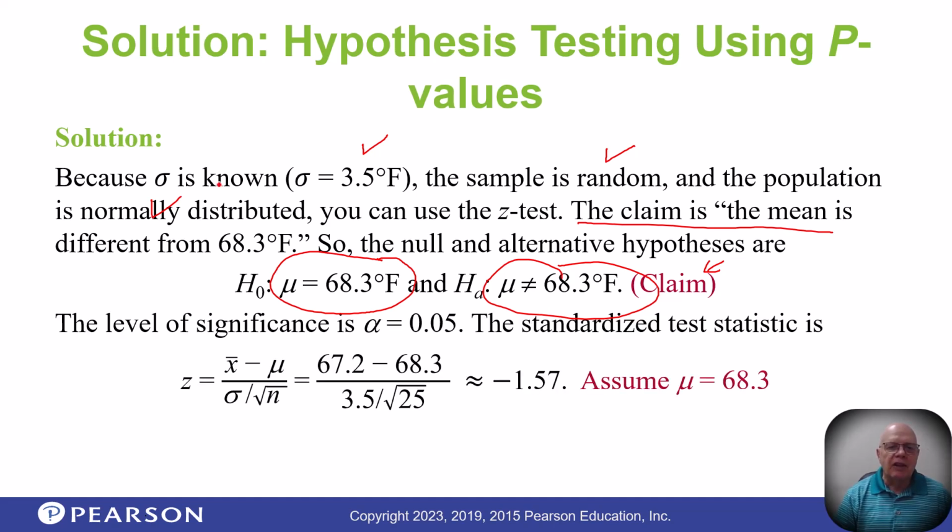So the level of significance is 0.05, which you'll see quite often. Standardized test statistic, there's our 67.2 that I pointed you to earlier. Here's what we're comparing it against, the mu. And there's our population standard deviation, square root of the sample size, and there is our z-test statistic.